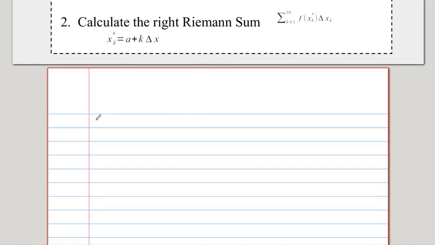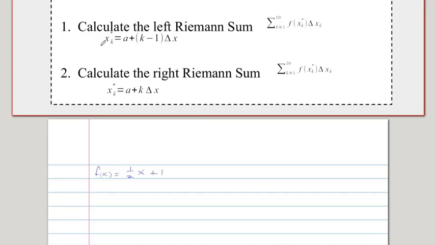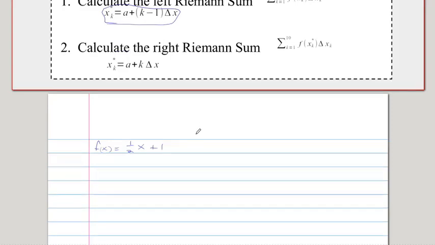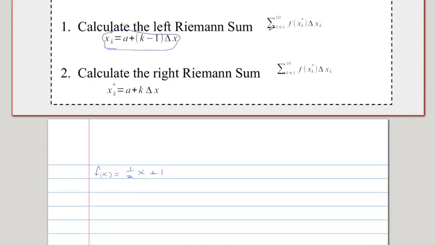All right, so my function is, and I don't like decimals, so I'm just going to rewrite it as 1/2. I want to calculate the left Riemann sum. So here's what we're going to do. This is the Riemann sum, and I want to do this for 10 rectangles, so I go from 1 to 10. So if I'm going to rewrite this, k equals 1 to 10, I want to plug in my x values into the function.